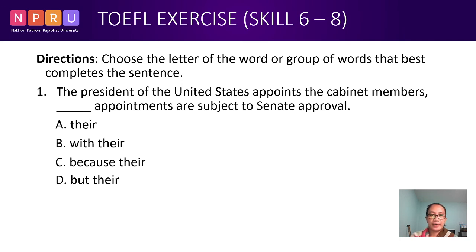For the unit test, please don't forget to answer skills number 6 to 8. So this is a TOEFL exercise. You have to choose the letter of the word or group of words that best completes the sentence. Okay, item number 1: The President of the United States appoints the cabinet members, comma, blank appointments are subject to Senate approval. A, there. B, with there. C, because there. D, but there.